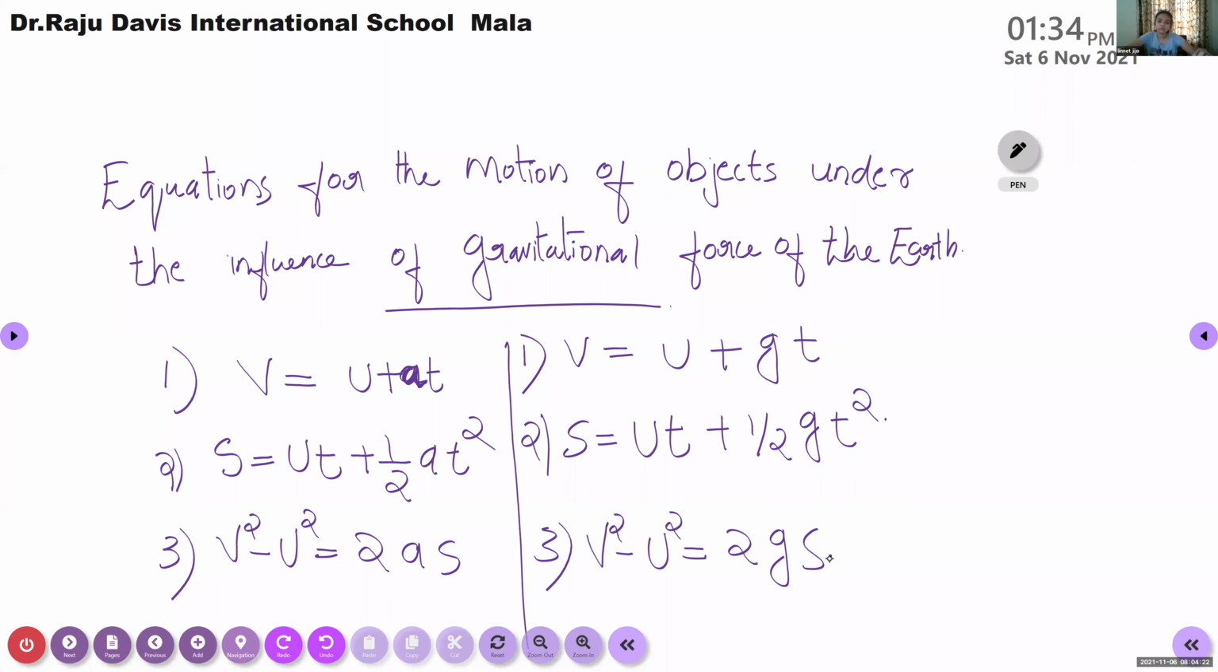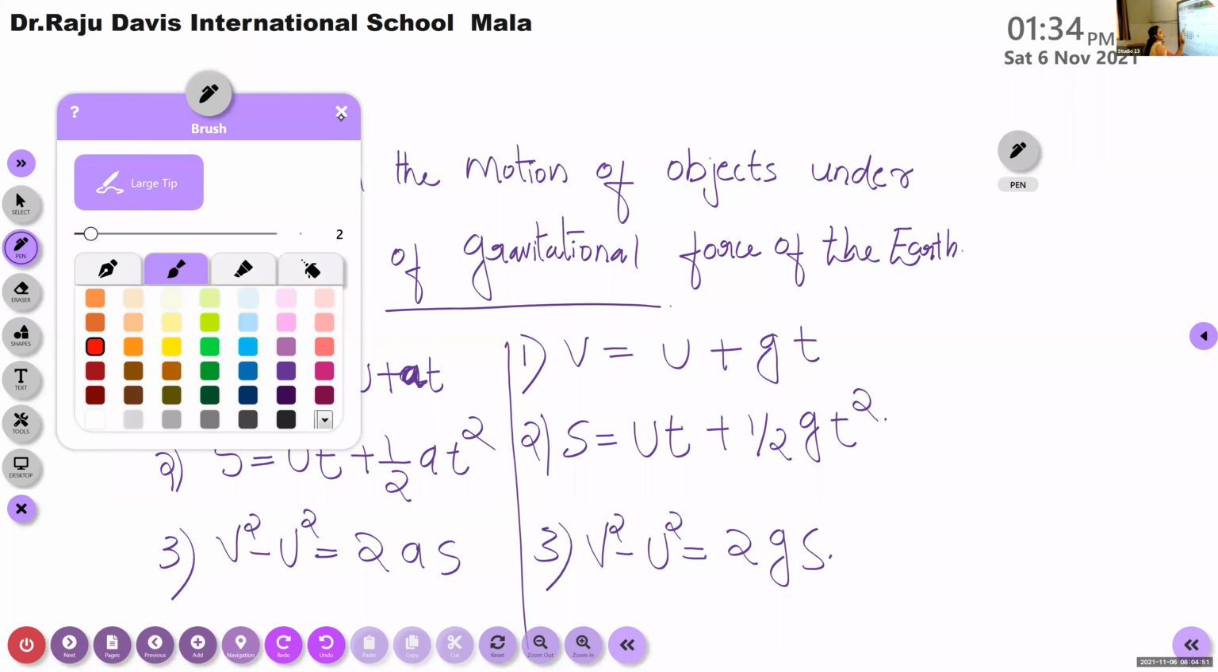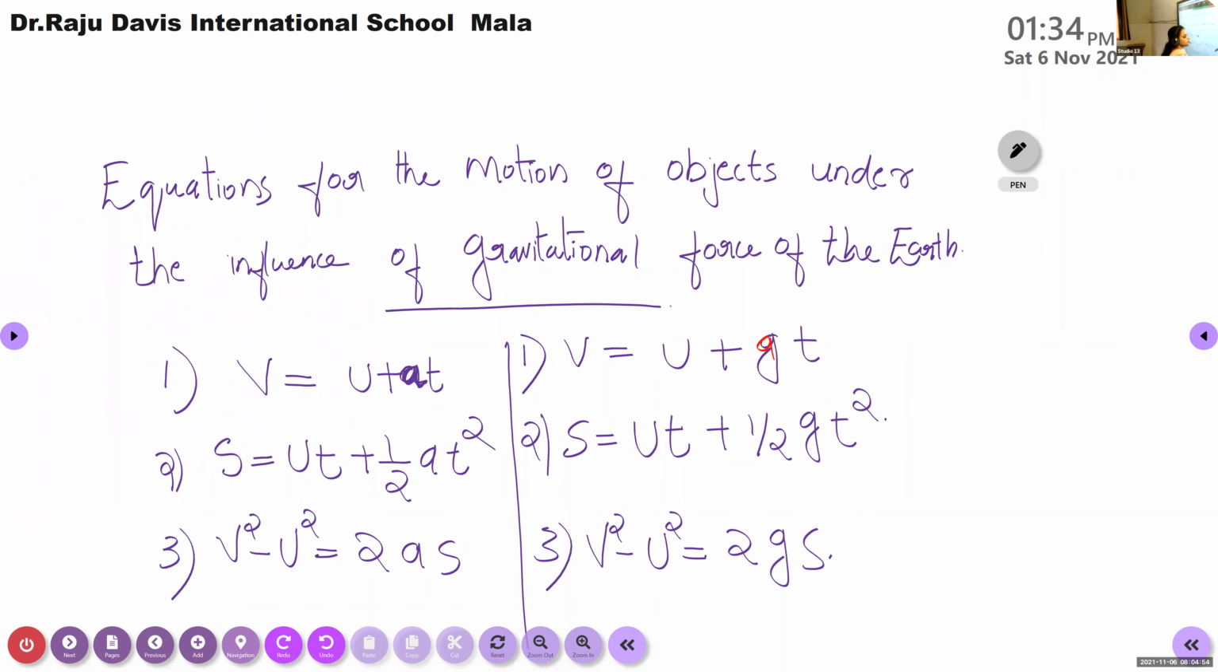Equations for the motion of an object under the influence of the gravitational force of the earth. For that, we just recall the three equations of motion that we already discussed for the straight line motion of an object, and we make a slight variation. Instead of simple acceleration, here we have acceleration due to the gravitational force of the earth, that is, the acceleration due to gravity. So the term A is replaced by G. This is the only difference in these three equations.